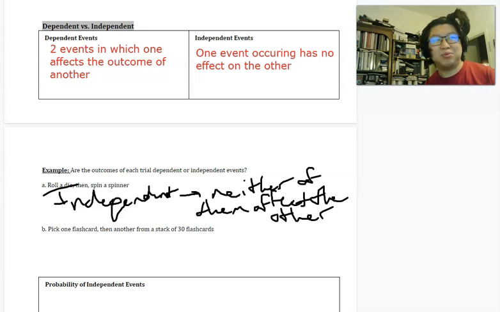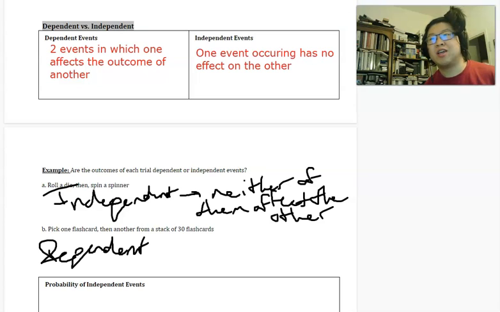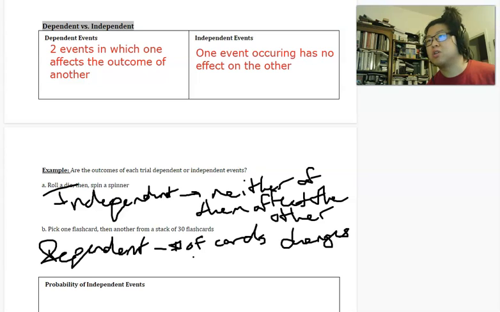Those things are not related at all. If you roll dice and spin a spinner, you wouldn't expect one event to affect the other. So those are independent events. That, of course, would mean the second one is dependent. Pick a flashcard, then another from a stack of 30 flashcards. Well, if you picked one flashcard, you no longer have 30 flashcards. So the chance that you pick a different card has changed once you take that one card out. Dependent. Number of cards changes after picking the first.